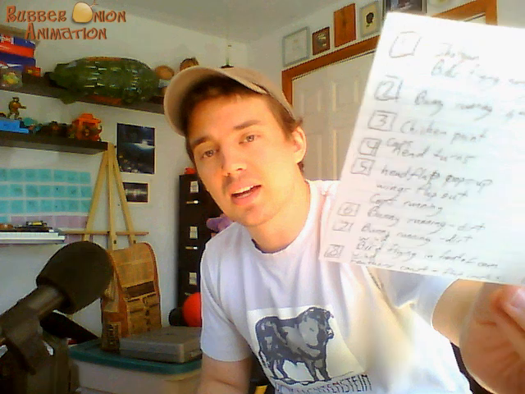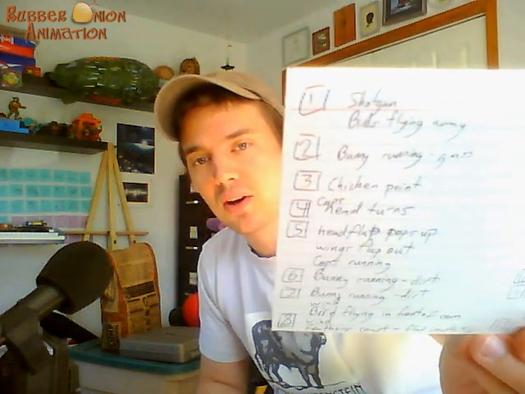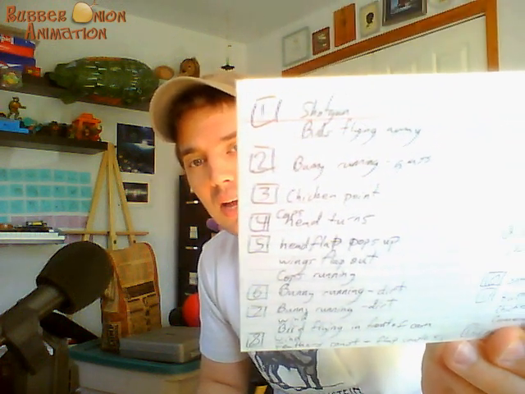The other thing I like to do is I like to go through my animatic and write down all the sound effects that are needed for each scene. As you can see, I just go through each scene and I write down shotgun, birds flying away, bunny running on grass.